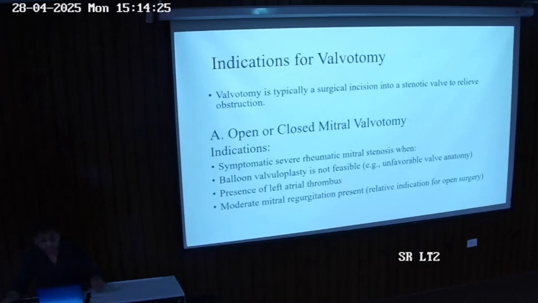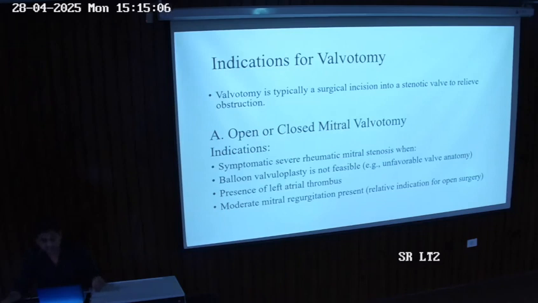Now comes the indication for valvotomy. It is typically a surgical incision into a stenotic valve to relieve obstruction only. So the indication for valvotomy is for stenotic lesions, whether mitral stenosis or aortic stenosis, usually indicated in mitral stenosis, either open or closed. This is for symptomatic severe rheumatic mitral stenosis when balloon valvuloplasty is not feasible, the patient is in ICU with some other condition, or the patient has severe heart failure. So in that condition, valvotomy is the only choice.